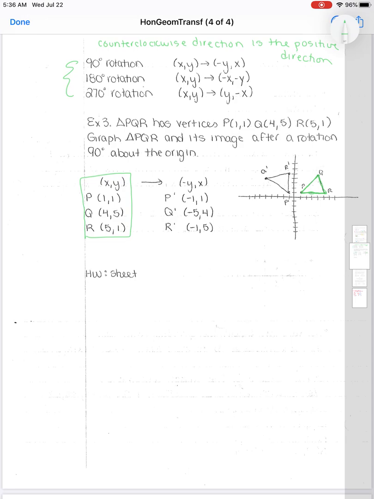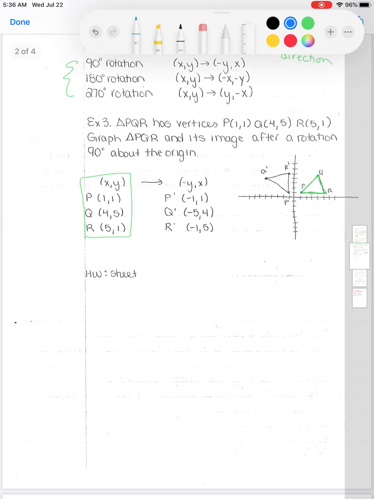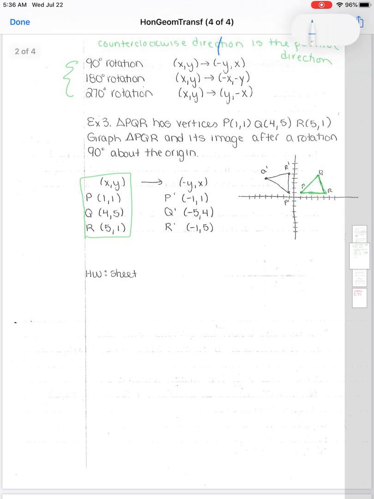All right, let's do one of these. So it says triangle PQR has vertices P at (1, 1), Q is at (4, 5), and R is at (5, 1). We're going to graph it. So you're going to plot your points, and you're going to connect your points, and you make your first triangle. In addition to that, make your first column of your map. Those are the original coordinates that you started with.